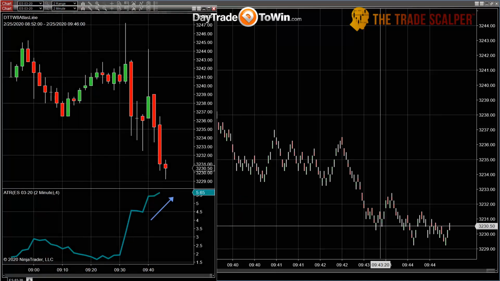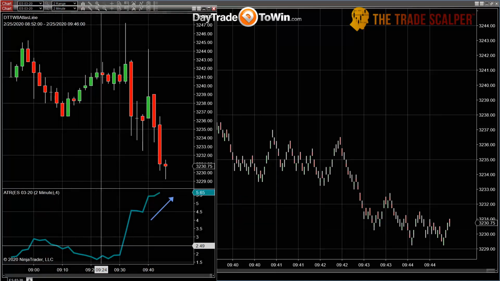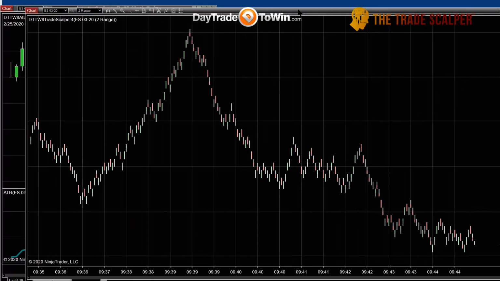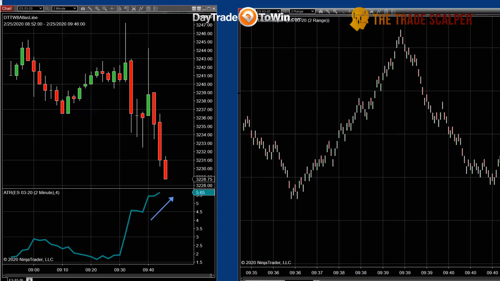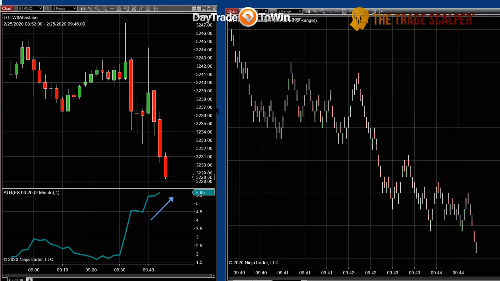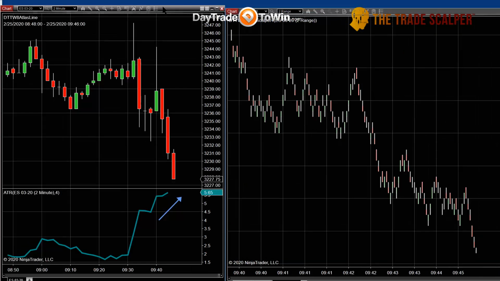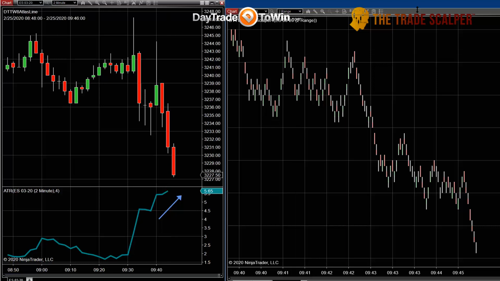Okay, so I have the Trade Scalper here on the right, I'm sorry, on the left I have the Atlas line. And what I'm going to do here, I think would be better if I just move this so we don't lose the charts, something like this, so we can see them better as they occur.